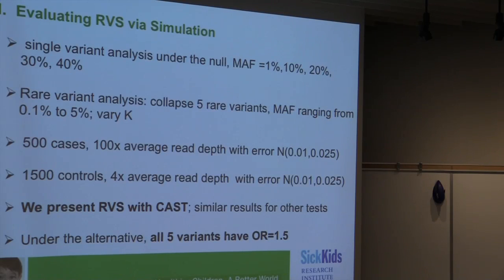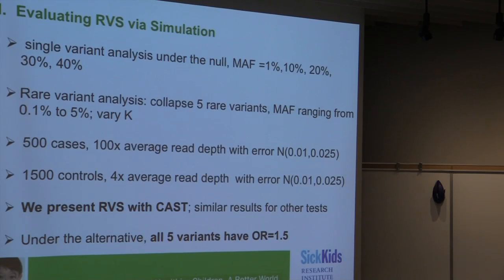Okay, so the simulation follows in the following way. So I'm going to have some single variant analysis. And this is under the null hypothesis, so I'm simulating as if there's no association, and we're going to use a minor allele frequency of 1%, 10%, 20%, 30%, 40%. Also going to do a rare variant analysis. We're going to collapse those five variants in that test I told you about, that CAST test, the very simple collapsing test for rare variants. And the variants in that test will range in minor allele frequency from 0.1 to 5%.